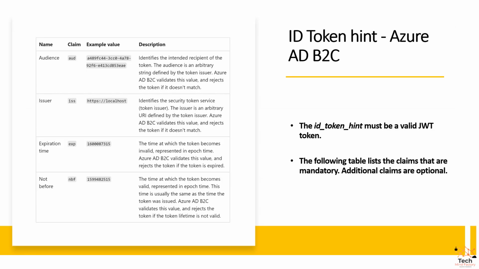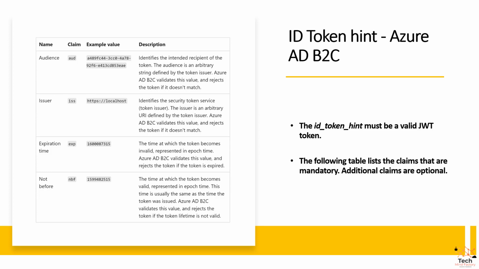So, the ID token hint in Azure AD B2C. The ID token hint must be a valid JWT token. That's the first rule. And the following table lists the claims that are mandatory. Additional claims are optional, obviously. So here, those claims on the left side are mandatory: the audience of the token, the issuer, expiration time, and not before. So those four claims have to be included. All other claims are optional.